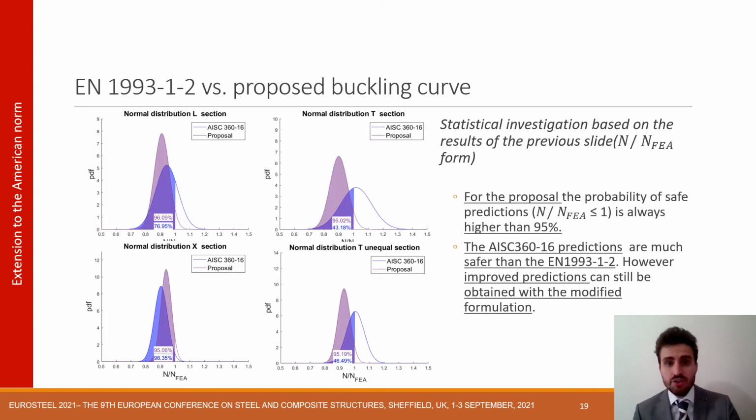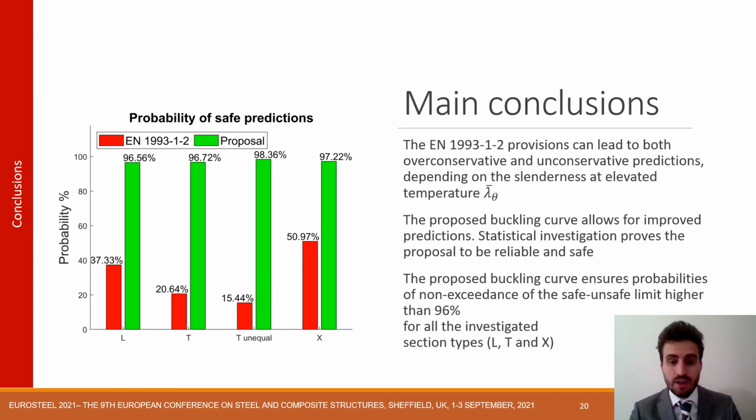The statistical investigation shows that the probability of safe prediction is always higher than 95% for the proposal. The American norm predictions are much safer than the Eurocode. However, improved prediction can still be obtained with this modification. And in particular, in the case of X sections, a value of safe predictions slightly lower than the original one was accepted for the proposal based on the American norm, since a much better distribution, higher frequency, and a mean closer to 1 was obtained with the proposal.